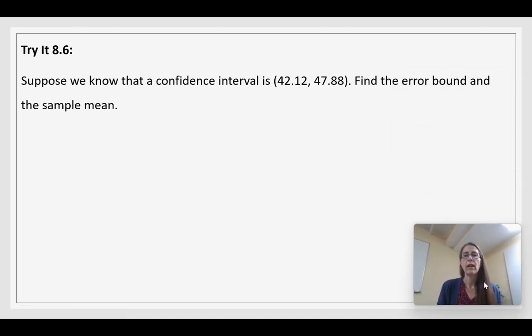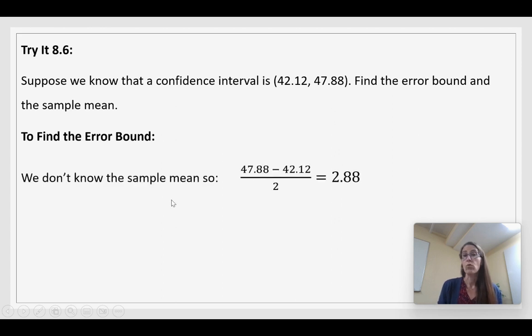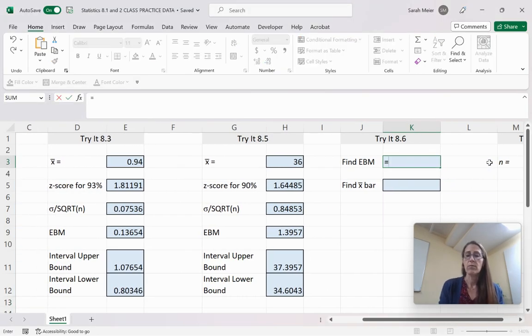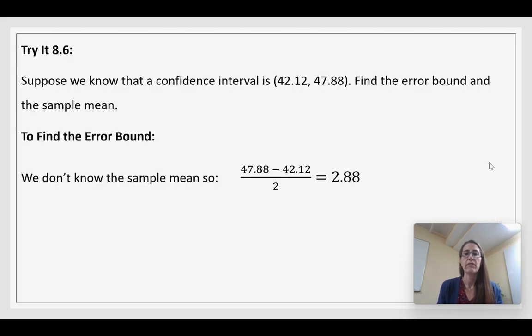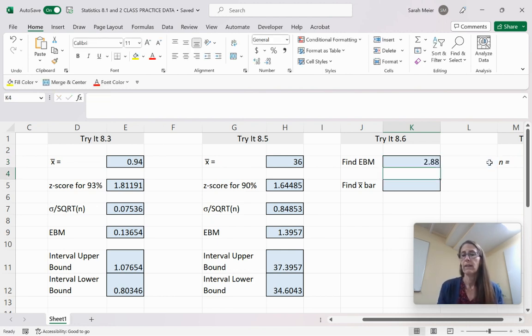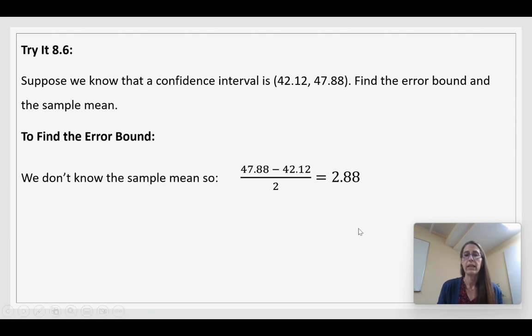So suppose we know that a confidence interval is 42.12, 47.88. We're going to find the error bound and the sample mean. So to find the error bound, we don't know the sample mean, so we're going to subtract those 2 values. Upper minus lower and divide by 2. That gives us 2.88. You can do this in Excel. You would just, in parentheses, take the upper one, 47.88, and then you would subtract off 42.12, close your parentheses and divide by 2. That gives you your error bound of 2.88.